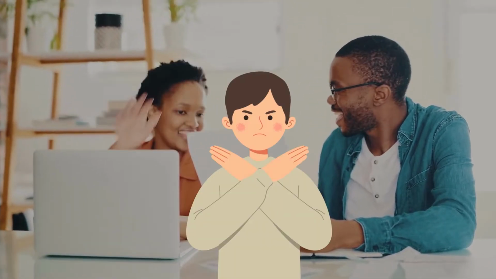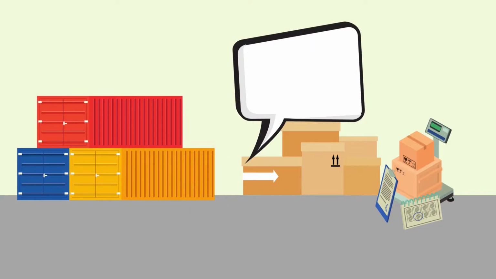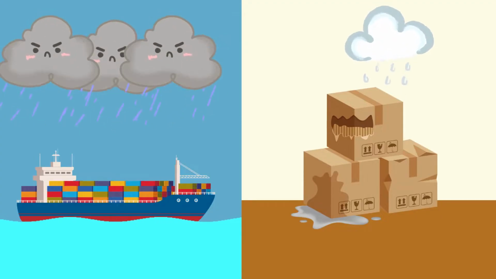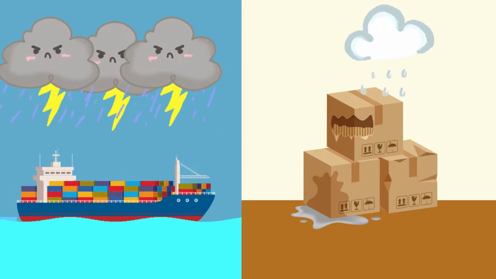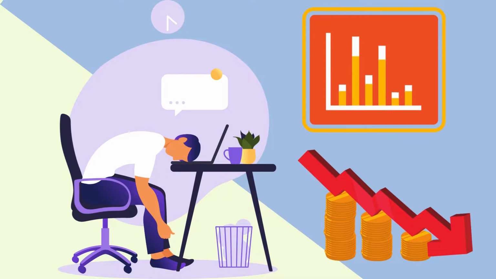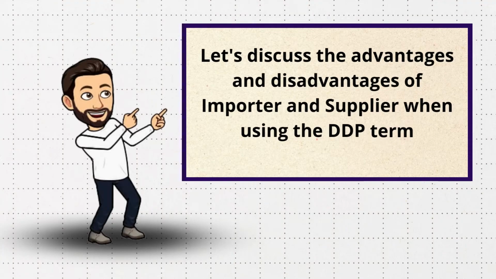Is DDP the best trade term ever for a buyer? Let me stop you there. When it comes to Incoterms, US importers and China sellers often choose DDP, delivered duty paid, for their first shipments. Until something goes wrong, most businesses are unaware of the negative consequences that can result from using DDP. Let's discuss the advantages and disadvantages for the importer and supplier when using the DDP term.